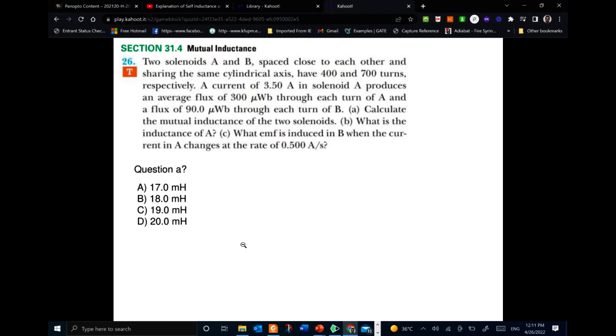So you have the flux through one turn. Remember, mutual inductance is the flux linkage divided by the current. Flux linkage is the number of turns times the flux, divided by the current, and that will give you the mutual inductance. The inductance is also flux linkage, but it's a different flux. It's the flux in the same coil.